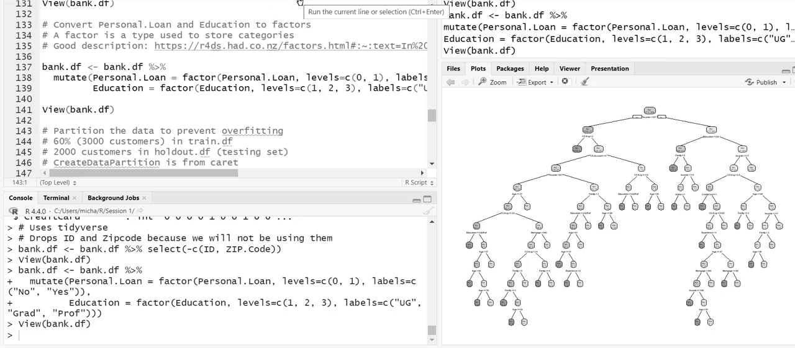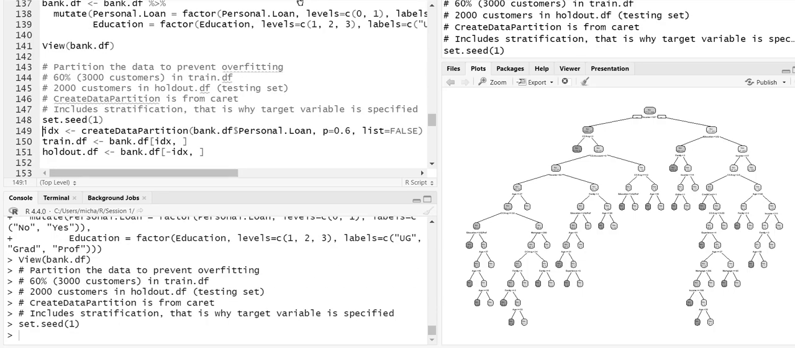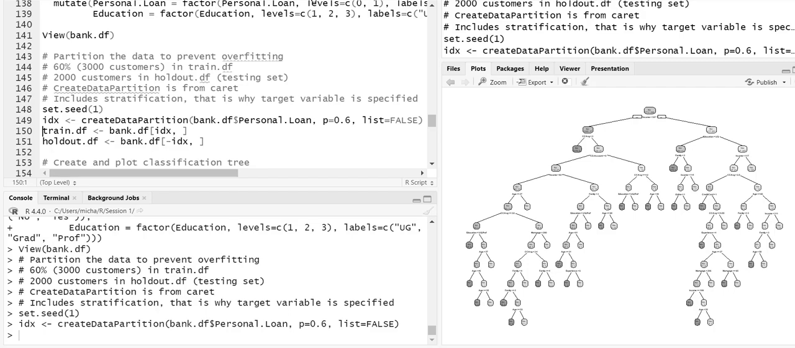Now, the first thing we need to do is partition the data set to prevent overfitting. And we're going to put 60% of the customers in train and then the remaining customers in the holdout. And so we use this function called create data partition from Caret. So we're just going to look at bank personal loan because that's what we're predicting. And we want it to be even in both the training set and the holdout set. We're going to say that 60% of them are going to be in the training set. And so we'll go ahead and run that.